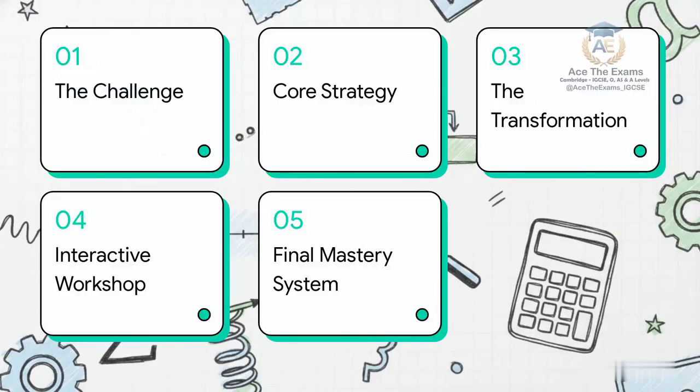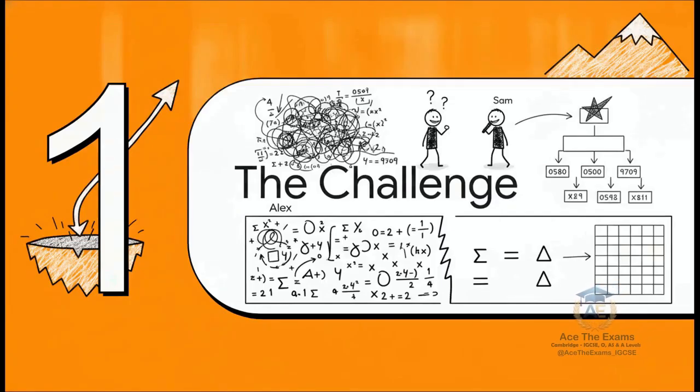So, here is our playbook for today's session. First, we'll outline the challenge. Second, we'll dive into the core principles and the strategy reveal. Third, we'll walk through the transformation of an actual answer. Fourth, we're doing a high-pressure interactive workshop. And finally, we will lock it all in with our final mastery system. Let's kick things off with Section 1, the challenge, pitfall to peak.